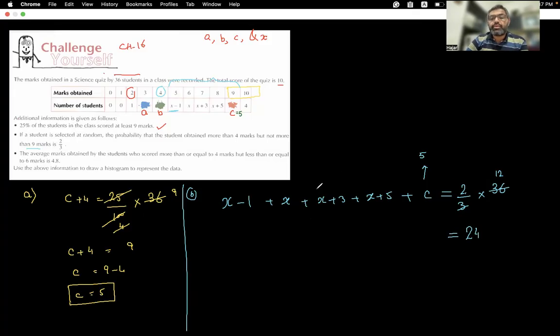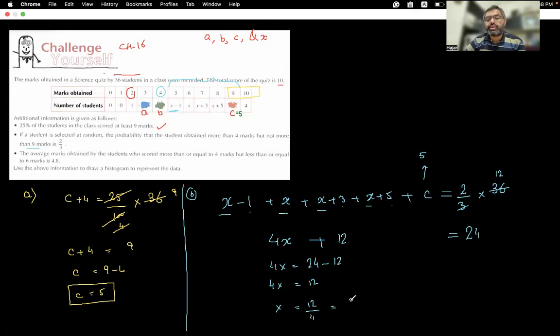And over here, add all these numbers. First we add all the x's: x plus x plus x plus x is 4x. Now add all those constants: minus 1, plus 3, plus 5, and the value of C is also 5. So minus 1 plus 3 is 2, 2 plus 5 is 7, 7 plus 5 is 12. We got plus 12. Now solve for x. 4x is equal to 24 minus 12, so we got 12 over here. And now solve for x: x is equal to 12 divided by 4.